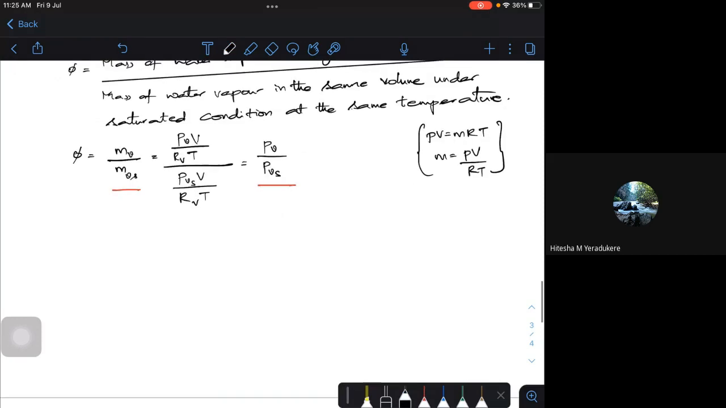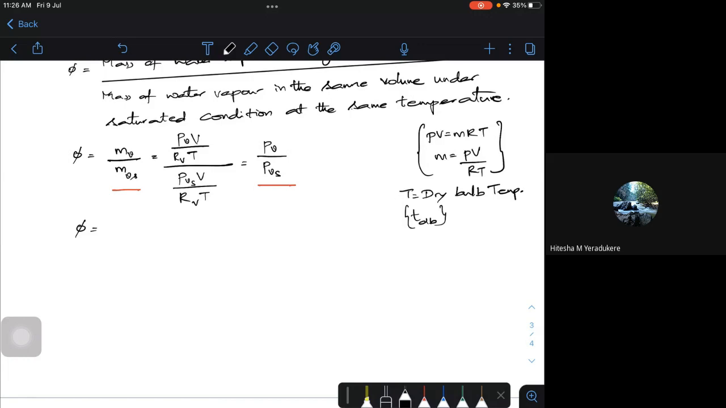So I can write phi from the deduced one as the ratio of the partial pressure of water vapor to the partial pressure of water vapor at saturated condition at any given dry bulb temperature. Usually the temperature is the dry bulb temperature. So the T corresponds to dry bulb temperature. Some books call it TDB, the temperature of dry bulb.